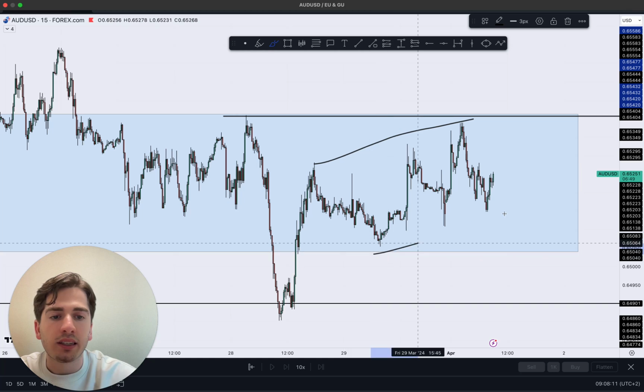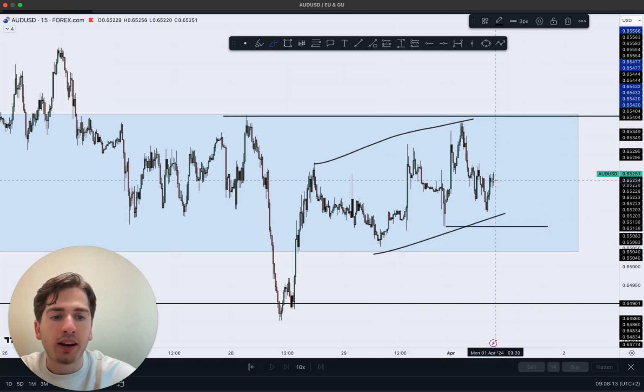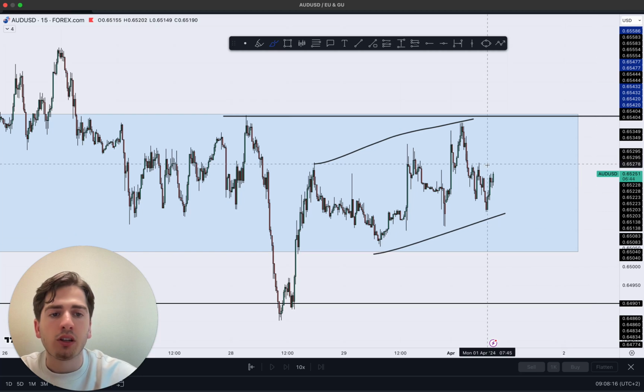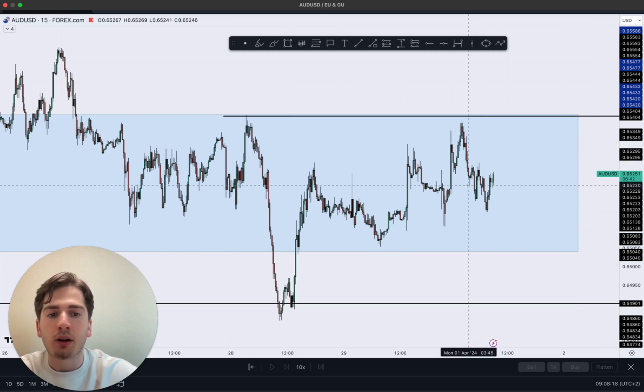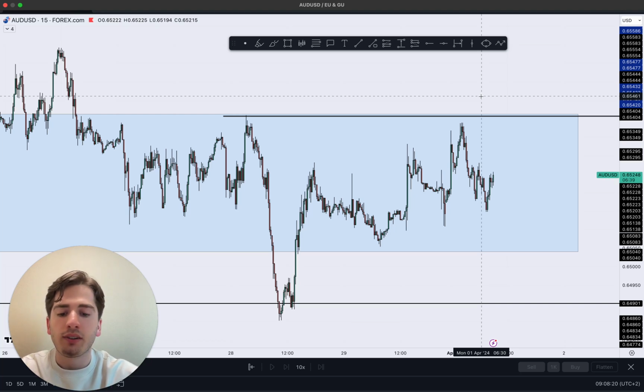We can kind of see this ascending corrective price action. If we break this low over here, I am happy to look for a further short. Until then, just wait. That is my advice. So that's Aussie dollar, very simply said.